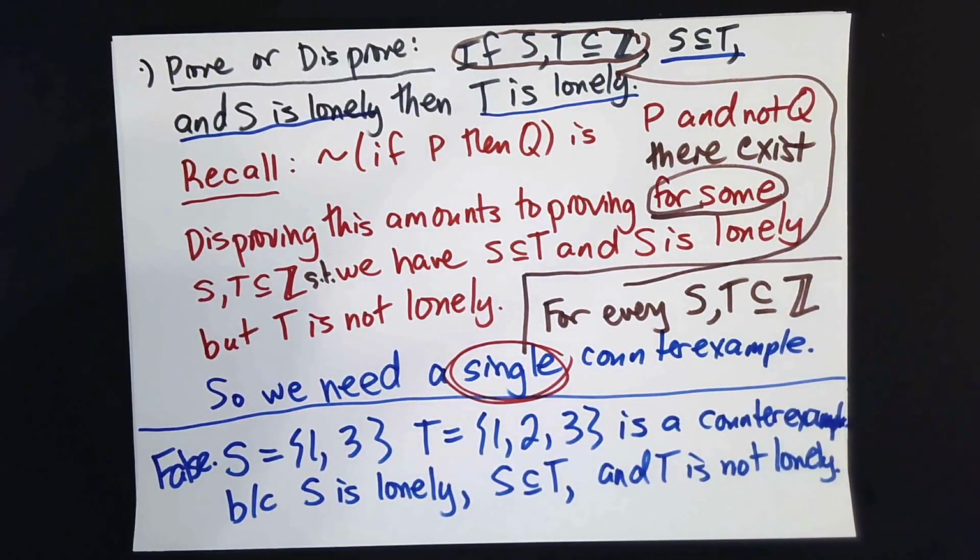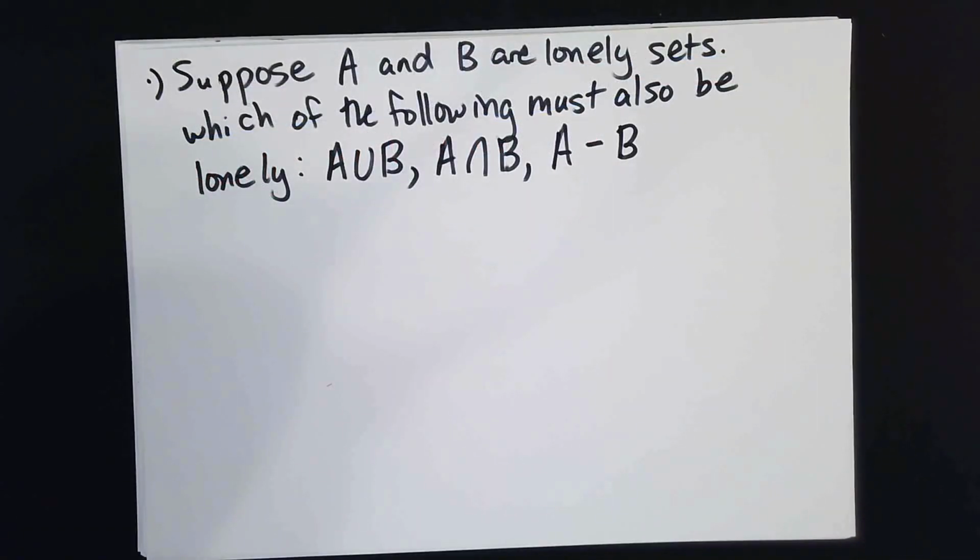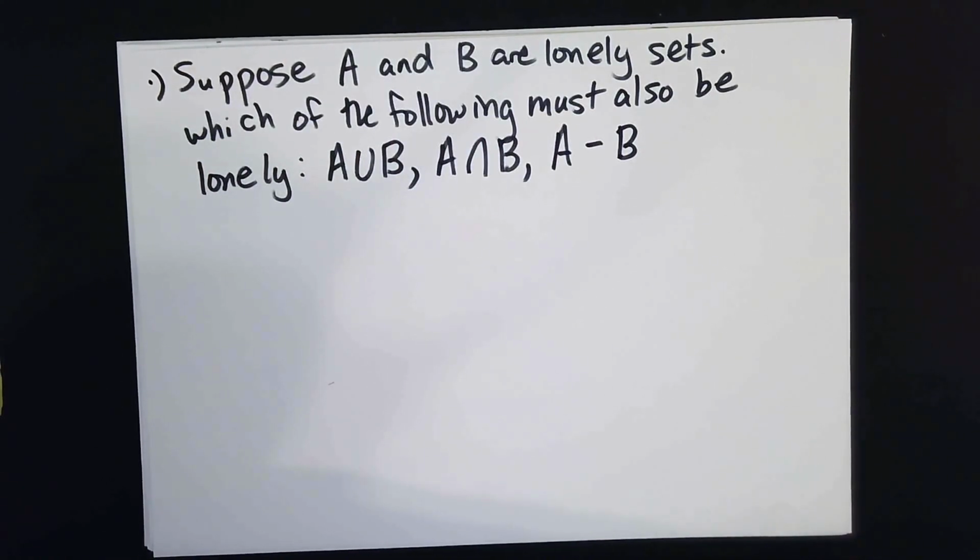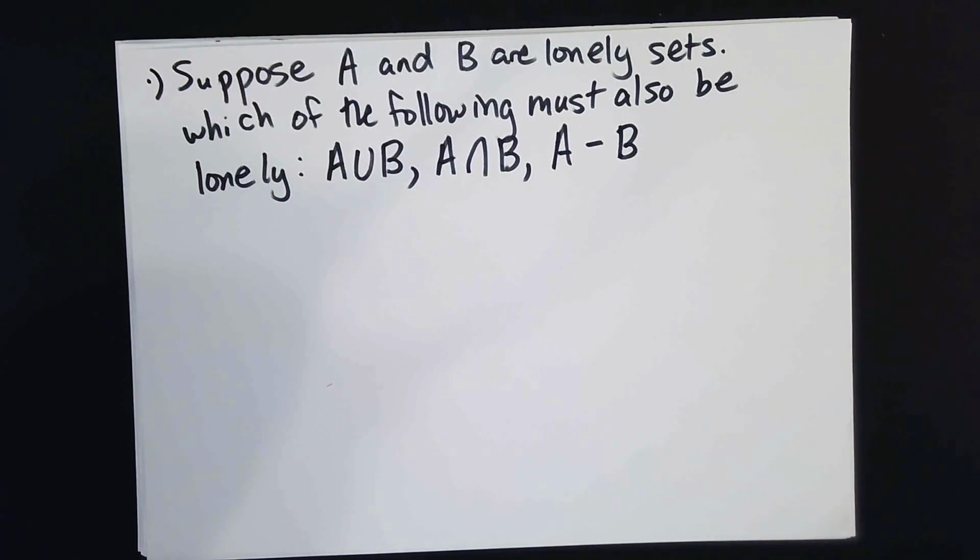If you want to pause this video for a second and do a little bit of practice, here's a good example. So we're going to suppose now that A and B are both lonely. Which of the following also have to be lonely? A union B, A intersect B, A minus B. What I would like is for you, again, pause the video, write down counterexamples for those of these things that are false, and then write down proofs for those of these that are true.